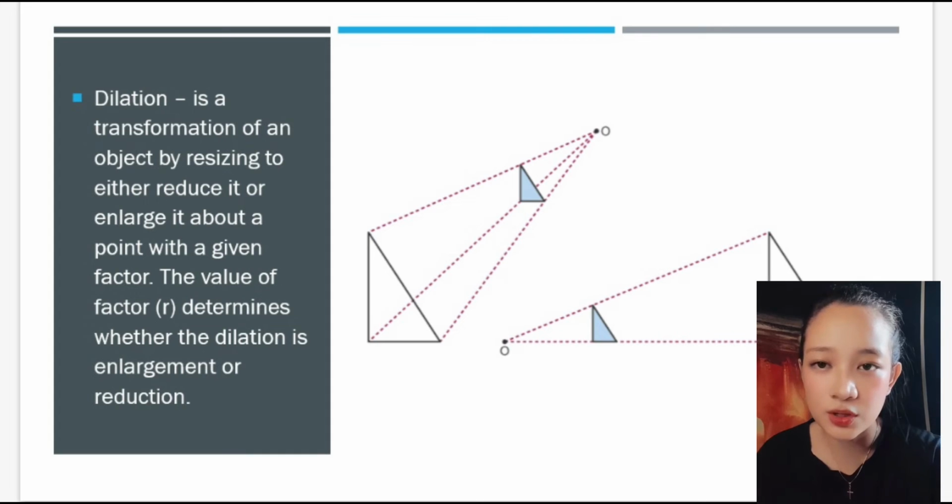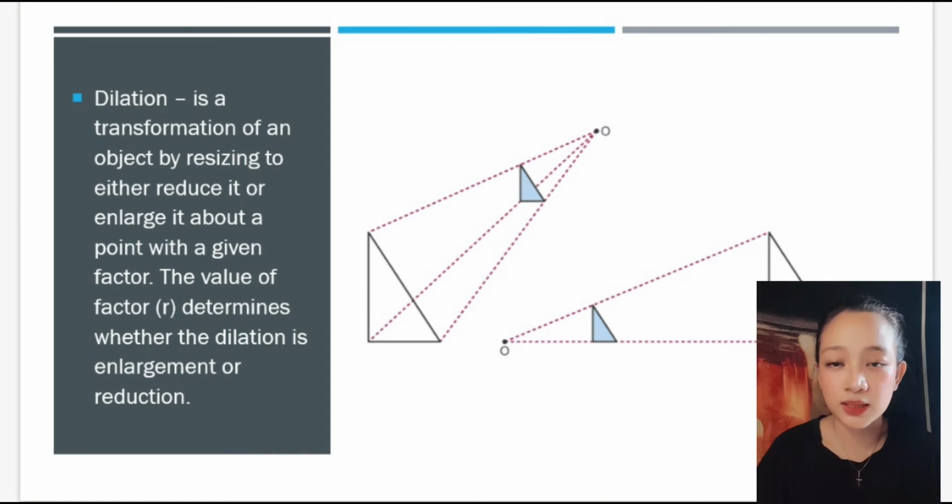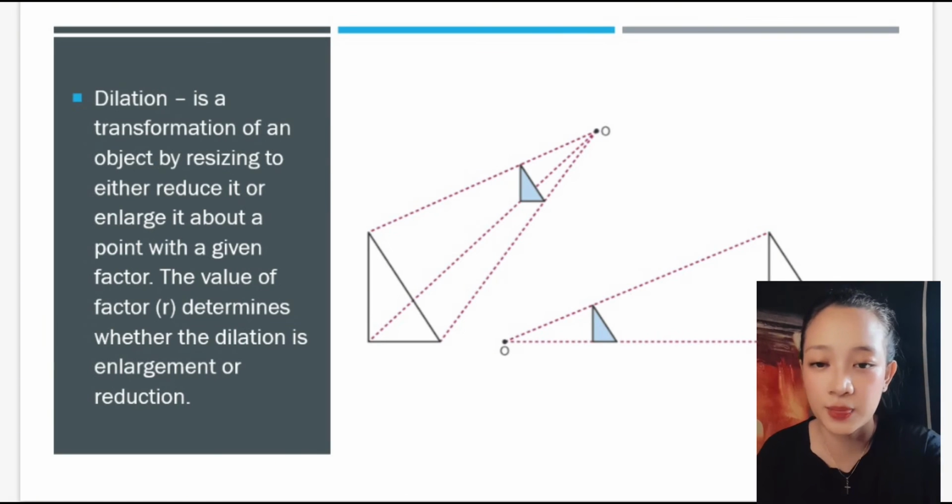In conclusion, geometric transformations are essential in understanding how shapes and figures behave in space, and they connect mathematics to real-world applications, enhancing both creativity and problem-solving skills.